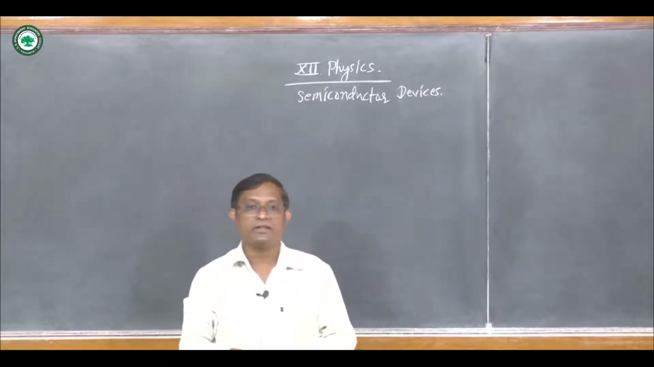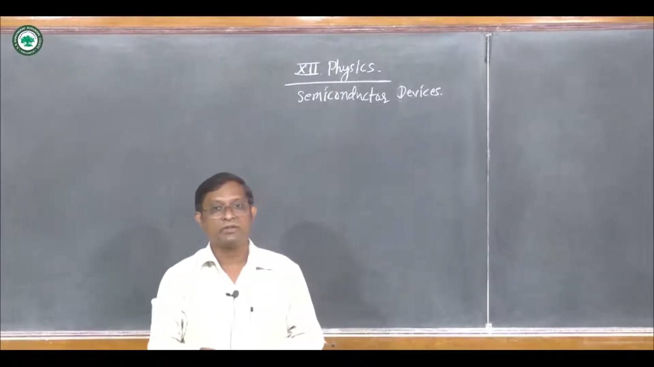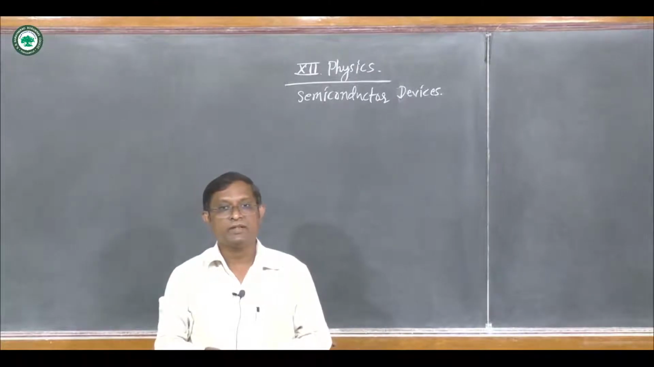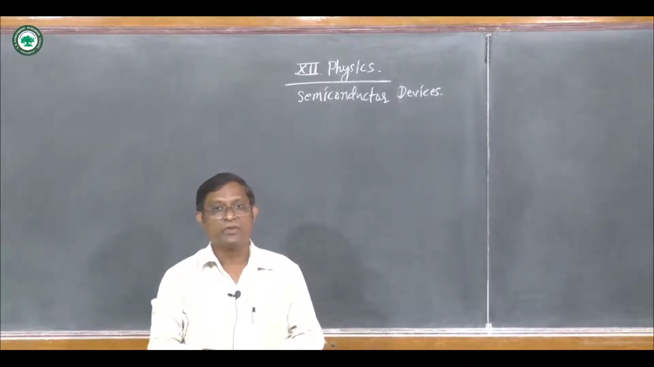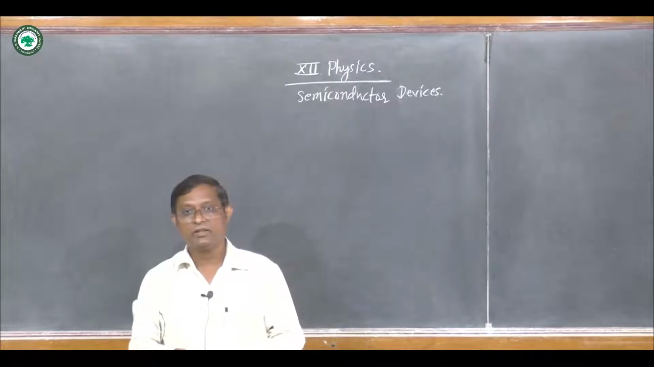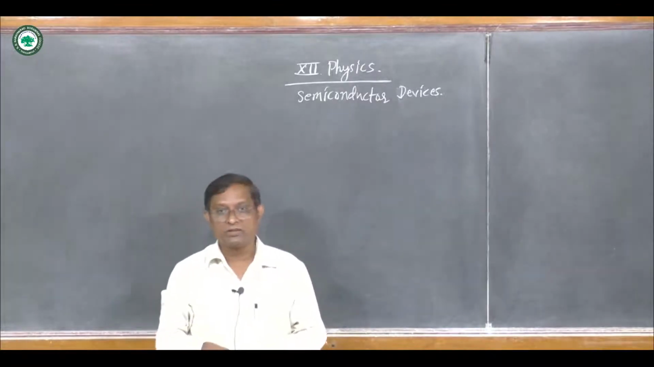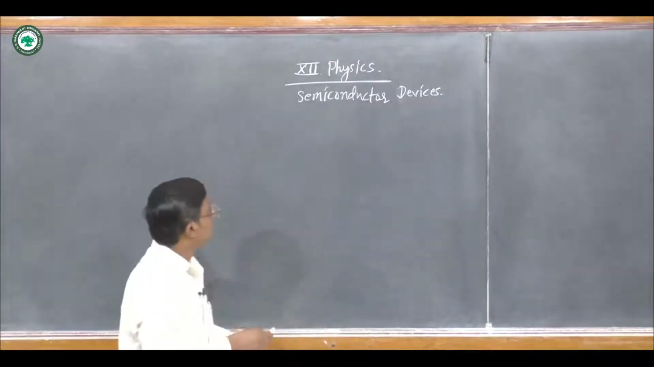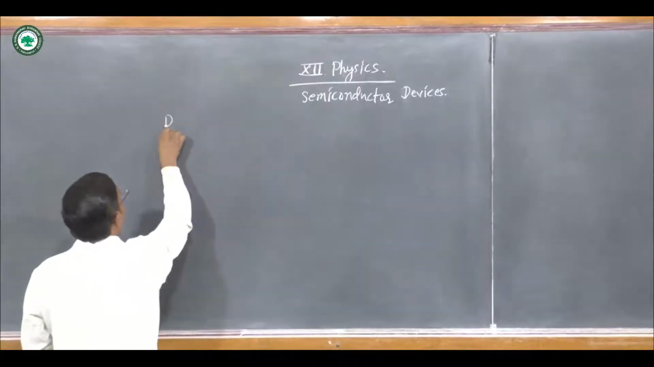We are studying the chapter Semiconductor Devices. In this chapter, today we are going to see the bipolar junction transistor, which is a semiconductor device.